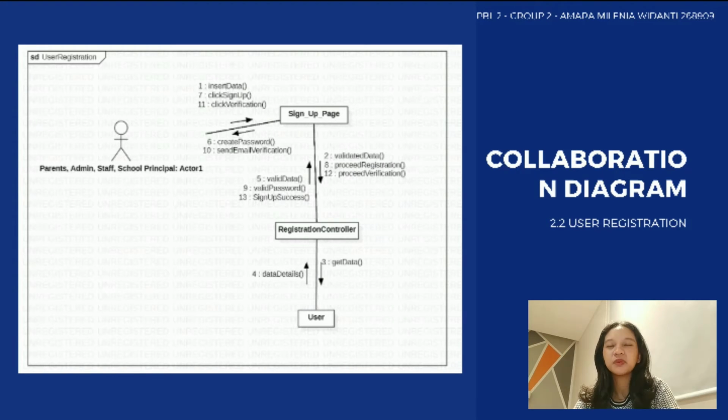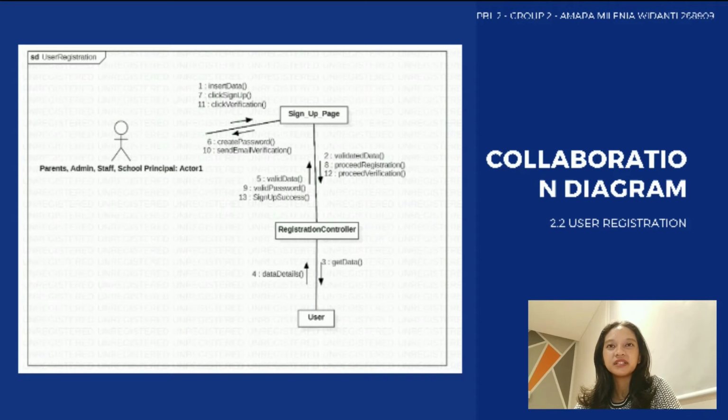First forward message, we have actor to sign up page, which is insert data. And second forward message, we have validated data from sign up page to registration controller lifeline. And then third forward message, we have get data from registration controller to user lifeline. And then from user to registration controller, we have a reserve message, which is data details. From registration controller to sign up page lifeline, we have a valid data. And then from sign up to actor, we have create password.